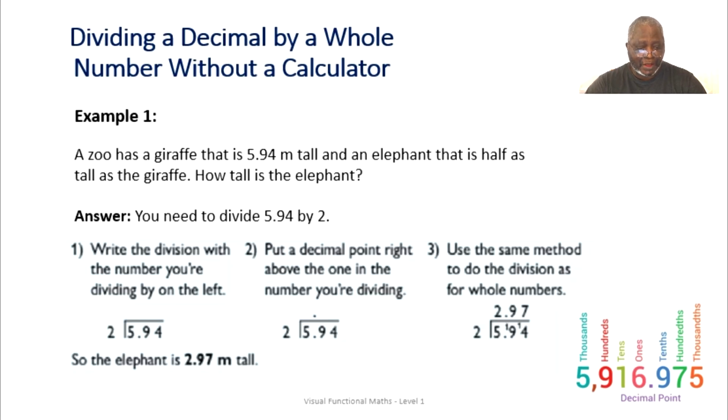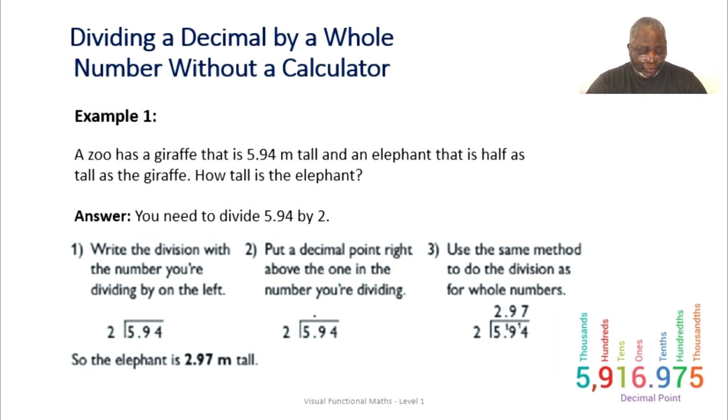A zoo has a giraffe that is 5.94 meters tall and an elephant that is half as tall as the giraffe. How tall is the elephant? You have to divide 5.94 by 2. And if you look at those 3 steps at the bottom, it will show you how to do it.